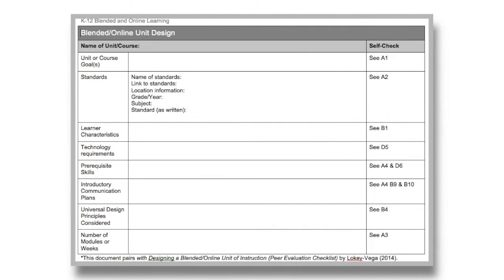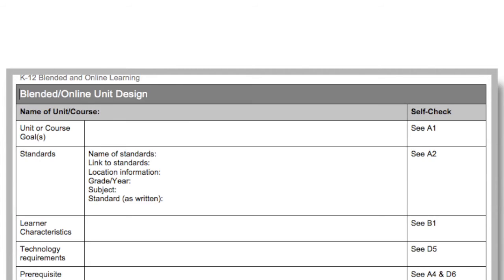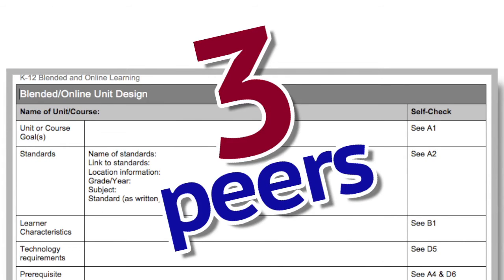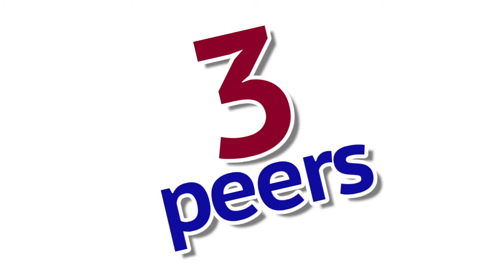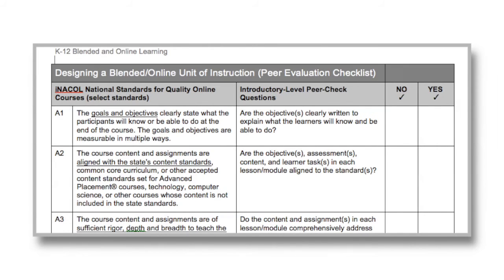Now that we've walked through the tutorial, you have a better idea of the unit plan you'll be creating. I strongly recommend that you use the template. The template will make it easier for your peers to evaluate your work. Speaking of peer evaluation, you'll be evaluating the unit plan written by 3 of your classmates. The criteria for a successful unit plan are the same for everyone, so you'll be using the same checklist you used to self-check your own unit plan.